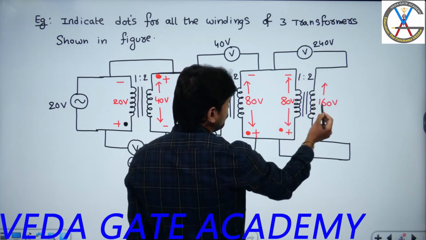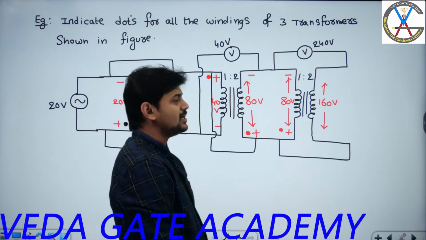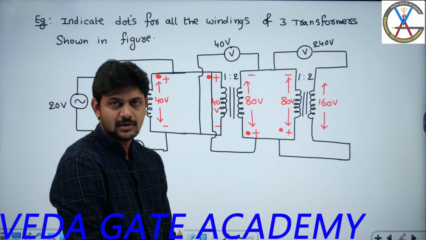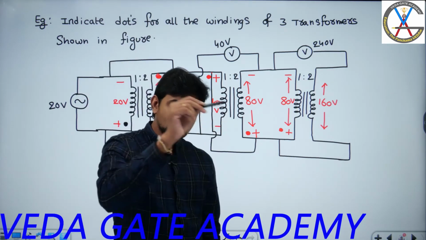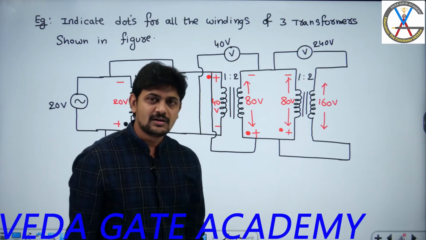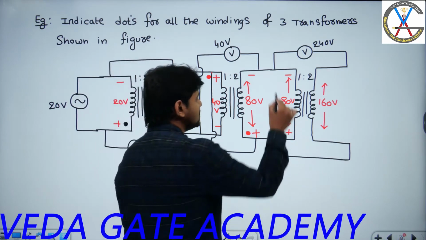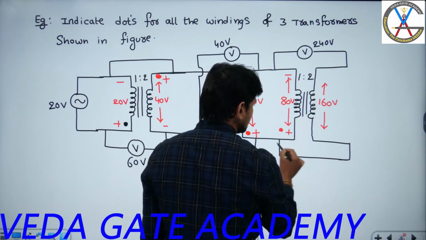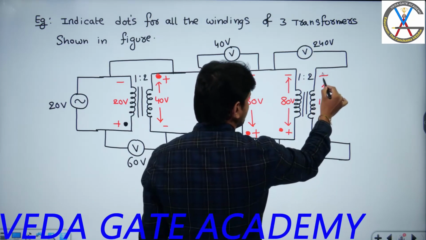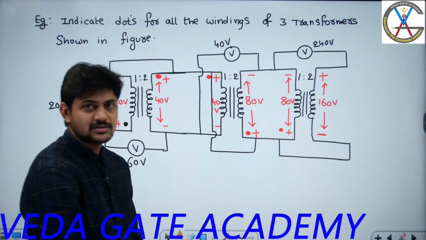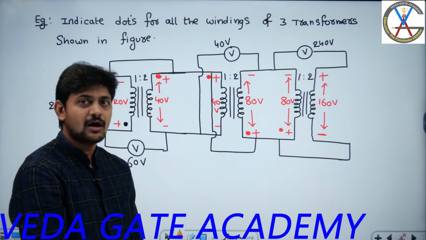This is 240. Can I say 240 is the sum of these two voltages or the difference of these two voltages? Sum. So that means my voltmeter reading is the sum of two induced EMFs. If the voltmeter reads the sum of two EMFs, then can I say the short circuited terminals will be assigned with the same polarities or dissimilar polarities? You need to assign dissimilar polarities. What are the short circuited terminals here? These are my two short circuited terminals. If this is positive, obviously I need to keep minus here, and this becomes plus.